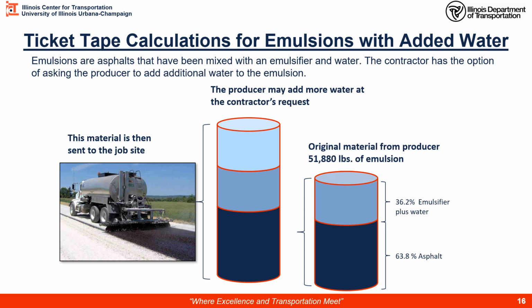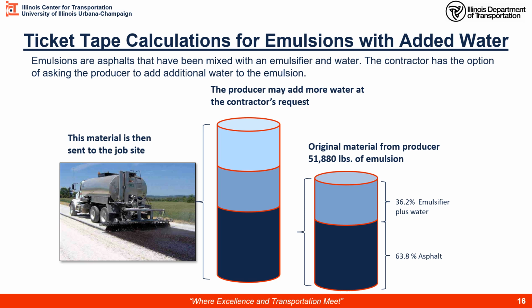So we start out with a standard stock emulsion, roughly 60-40 blend. We're going to add water to it. Now it still contains the same amount of residual material in it. We've just literally watered it down.